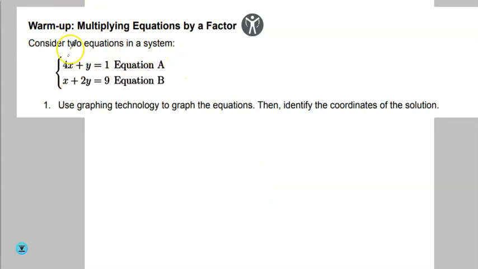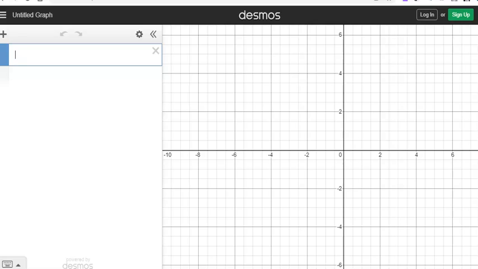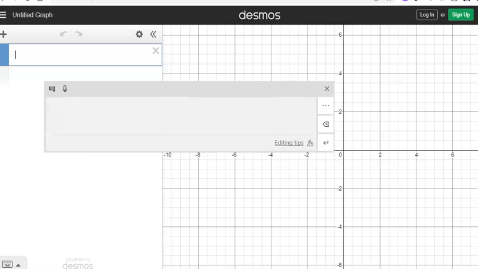consider these two equations. So 4x plus y equals 1, x plus 2y equals 9. Use a graphing technology to graph the equations and find the solutions. So in Desmos is the best thing. I have that pulled up here. So when you go to Desmos, just the regular graphing calculator, remember you can just type in the equation.